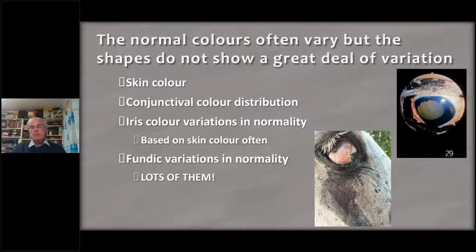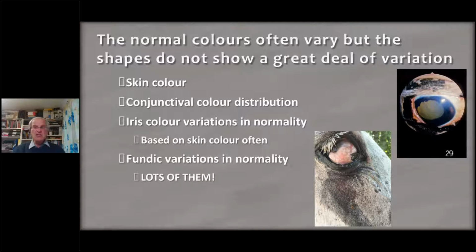As we said before, there are some things that change shape. So here's a squamous cell carcinoma. This has changed the shape of the third eyelid. It's changed the shape of the whole fundus. It's changed the shape of the eyelids themselves. This is telling us there's something wrong.